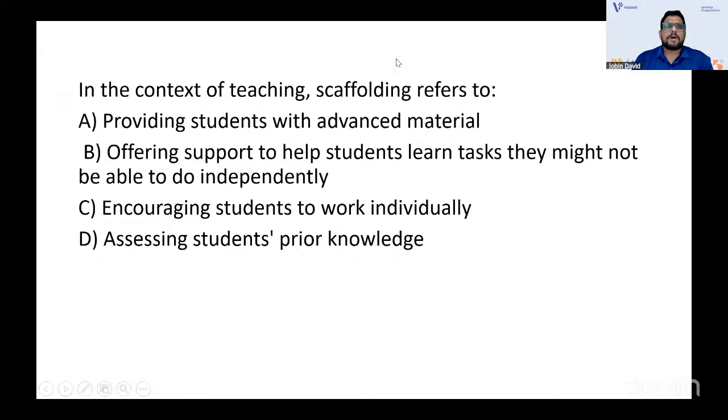Next one. In the context of teaching, scaffolding refers to: providing students with advanced material, offering support to help students learn tasks they might not be able to do independently, encouraging students to work individually, or assessing students' prior knowledge. Yes, I have the answers in the chat box, guys. Everyone, you can put the answers in the chat box.